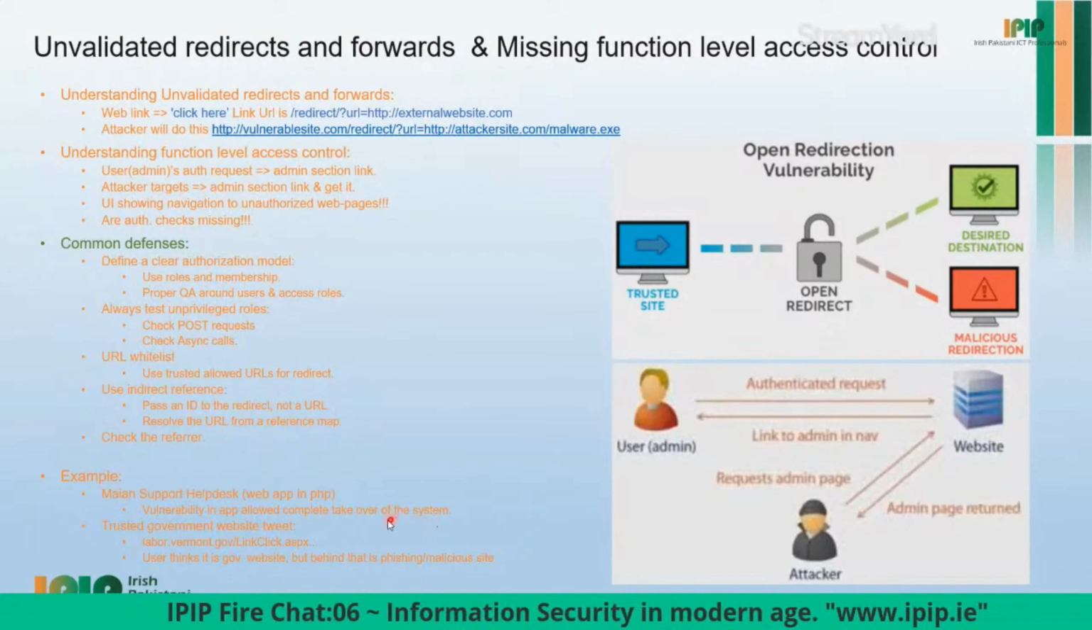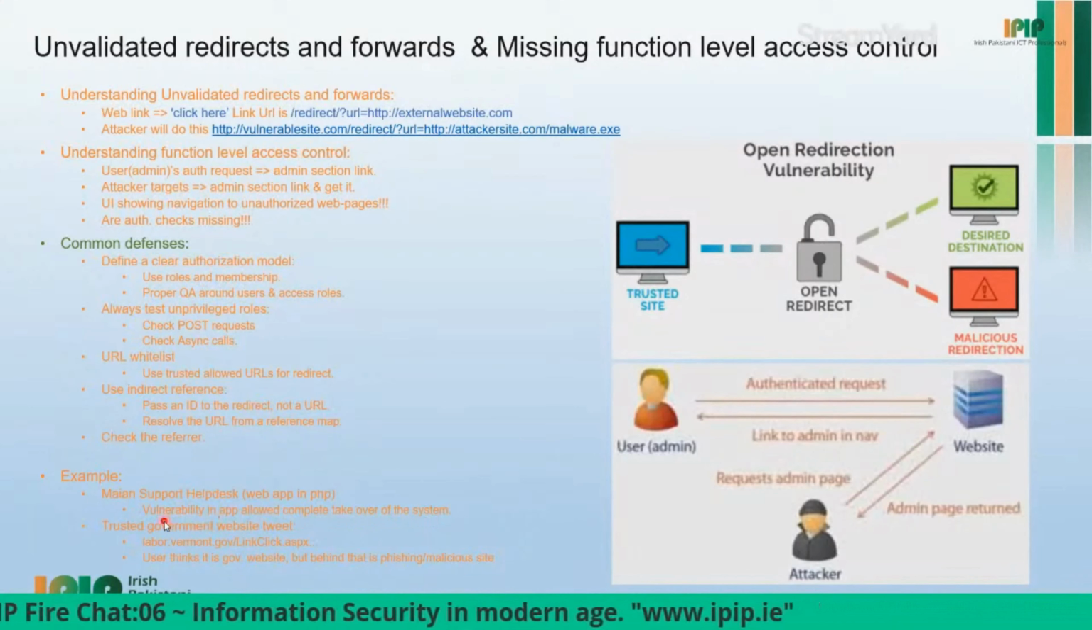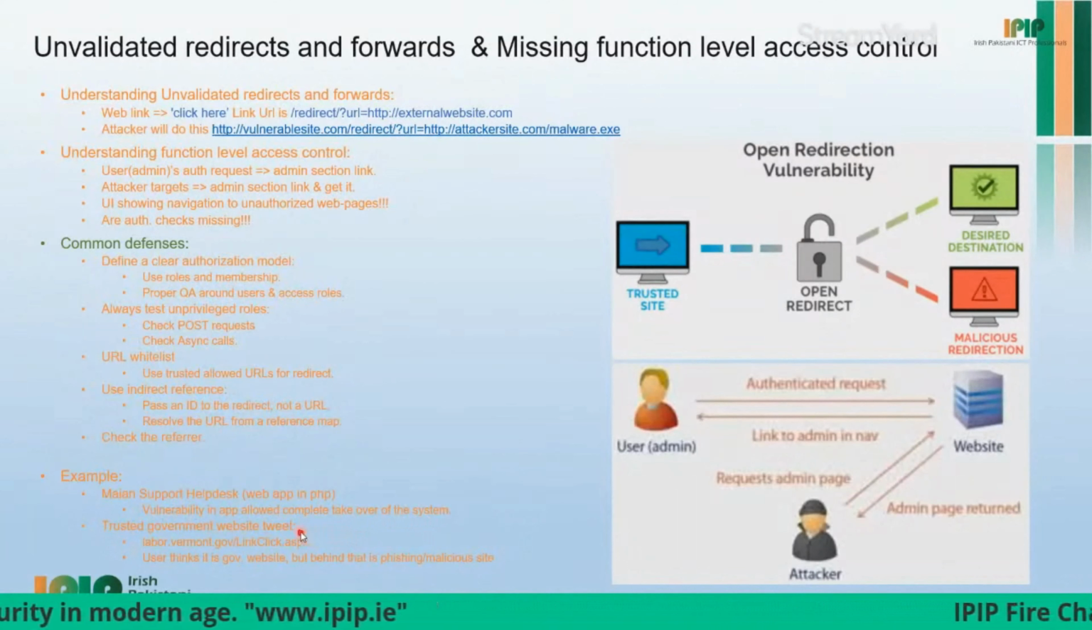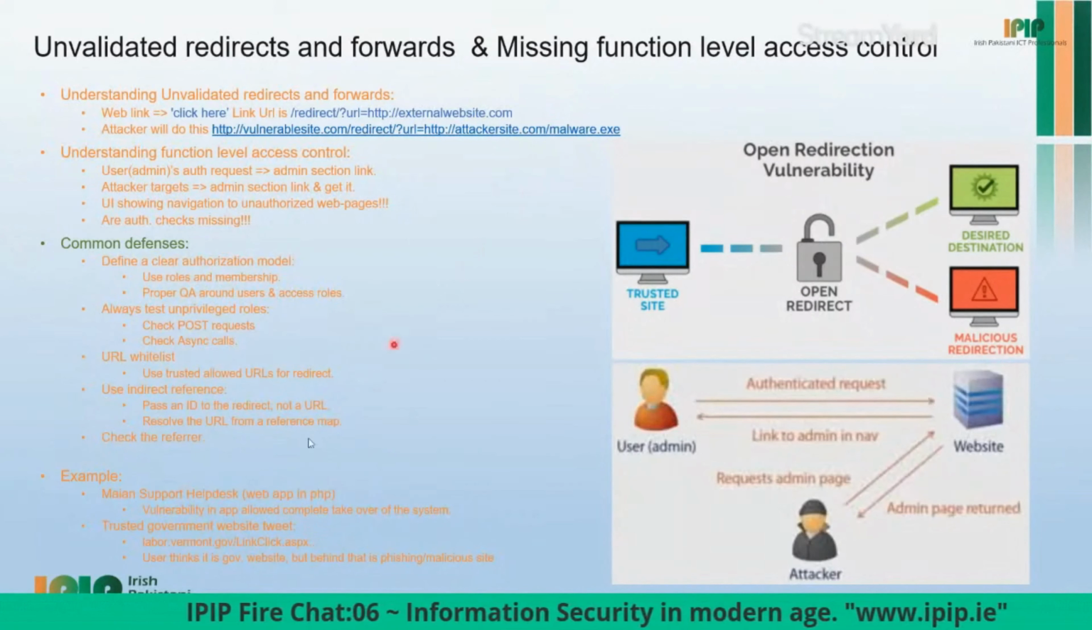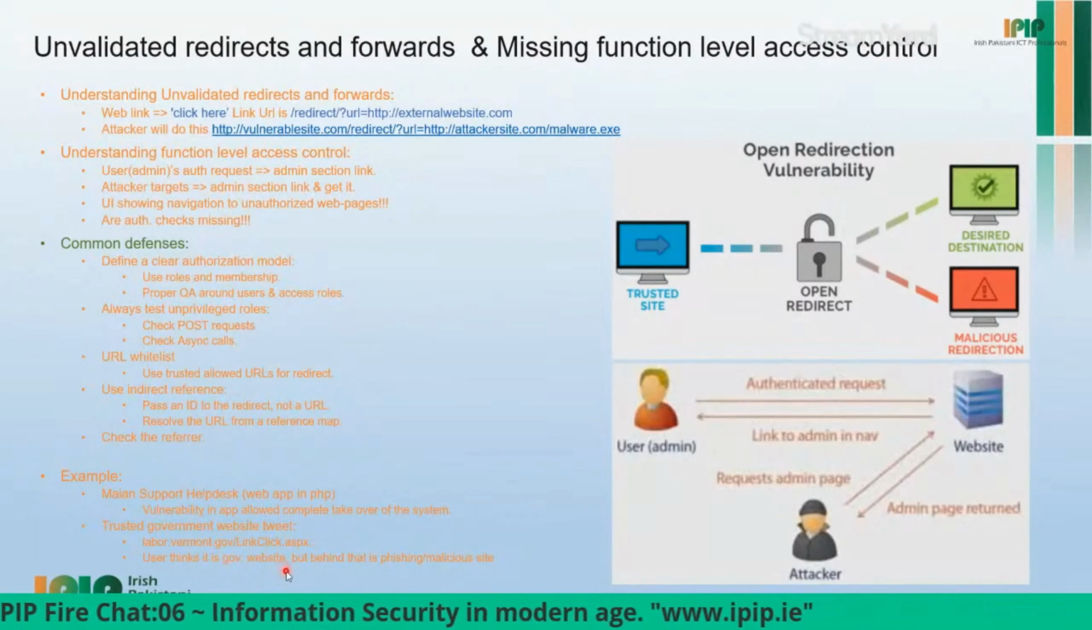An example was the Mian support help desk, where a vulnerability in the apps allowed complete takeover of the system. Other government trusted websites are also vulnerable. Someone can tweet, this is the government website, click on this link, and if this link contains something strange, then the user thinks it's a government website, but behind that is a phishing or malicious site.